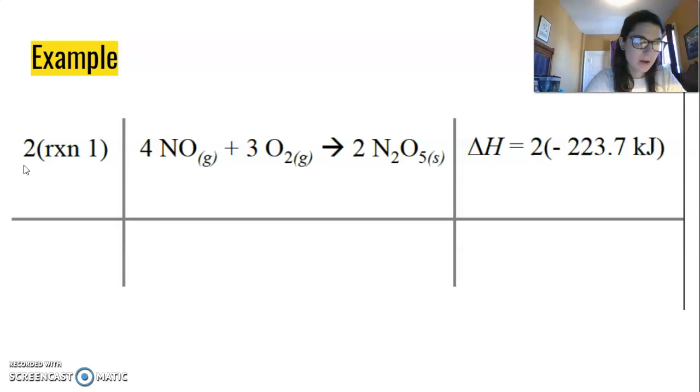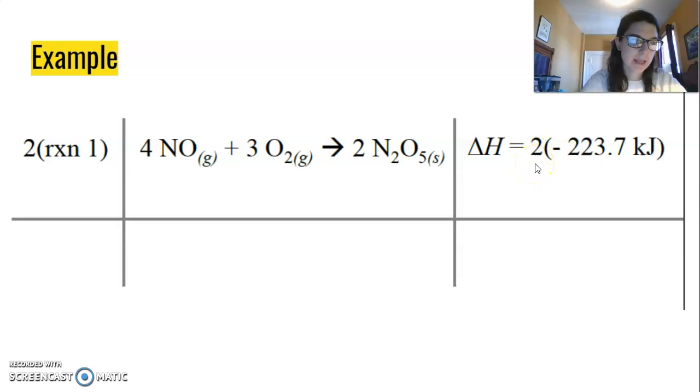Why do we do that? Our final equation, if you look, contains 2 moles of N2O5. The equation that was given to us in reaction 1 only had 1 mole of N2O5. So that's why we decide to multiply this reaction by 2. When we multiply that reaction by 2, we also have to multiply the delta H by 2.